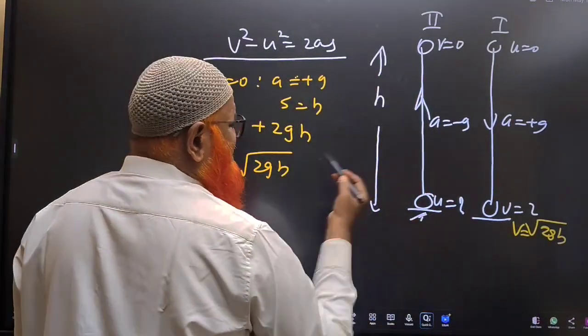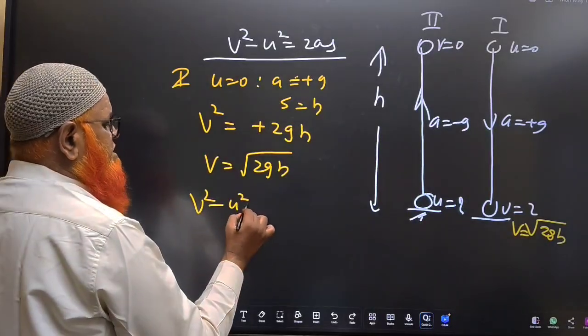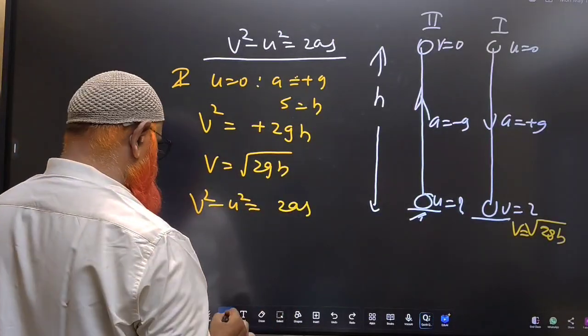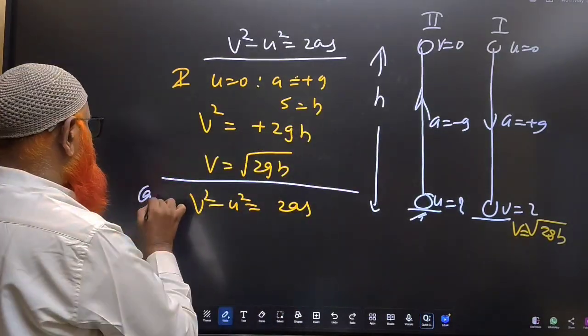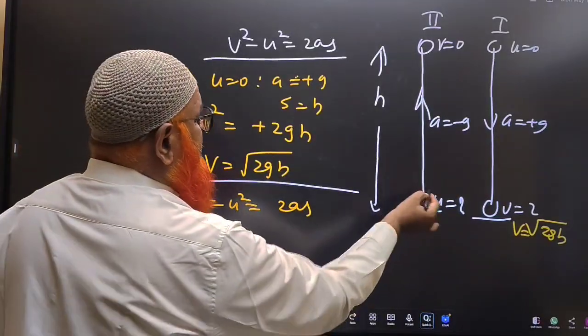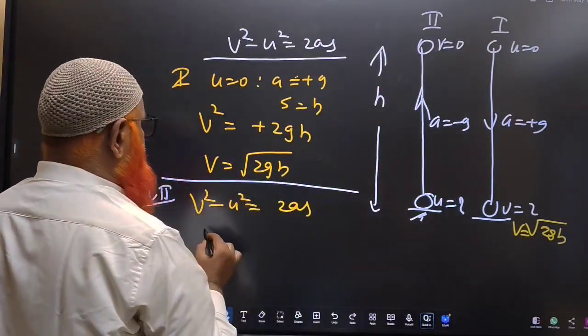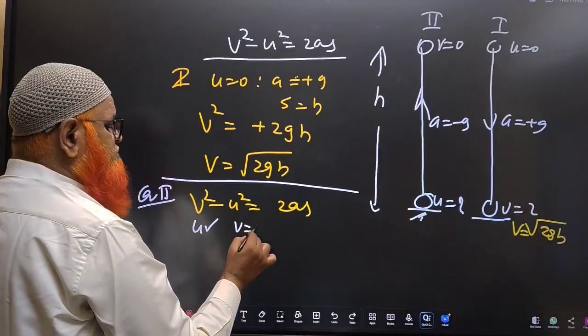Next, while throwing upwards, what is the initial velocity? The same formula I am applying, v square minus u square is equal to 2as. Okay, this is the second case now. So this is going to be case 2. Here, in the case 2, initial velocity is in your hands. Final velocity is going to be 0.